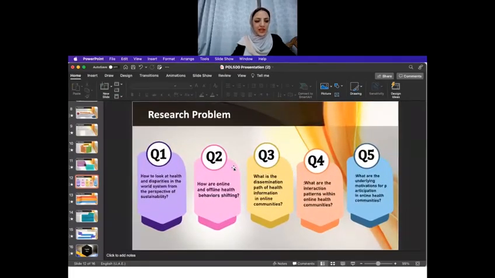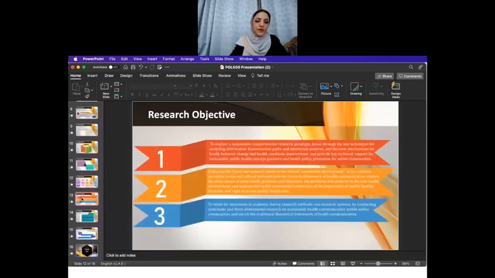How to look at health and disparities in the world system from the perspective of sustainability? How are online and offline health behaviors shifting? What is the dissemination path of health information in online communities? What are the interaction patterns within online health communities, and what are the underlying motivations for participation in online health communities? These are the research objectives, just in brief.